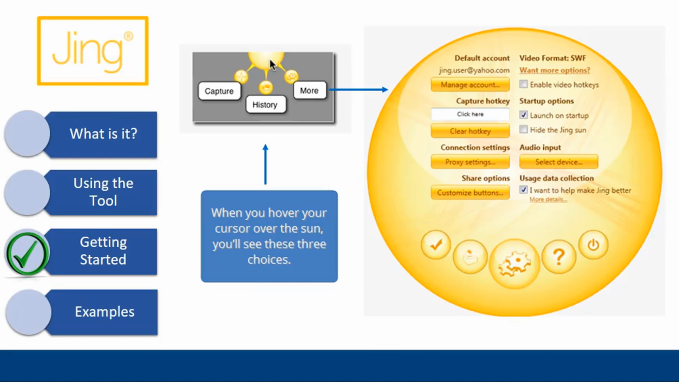When you locate the sun at the top of your screen, hover your mouse or cursor over it. 3 choices will appear. The Capture button is the one you'll use to clip something or to record a video. However, let's start with the More button with the little gears. That will open the big yellow circle you see on the right. You'll be able to manage your account and settings from here. The choices are pretty self-explanatory. When you're finished here, you'll click on the check mark to close the window.